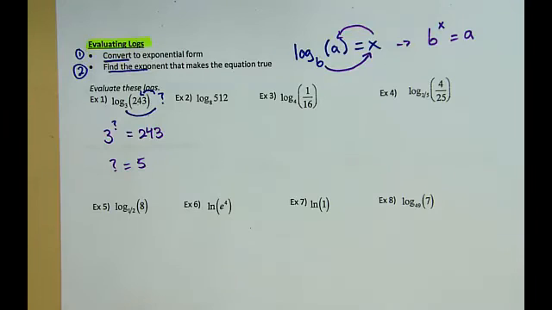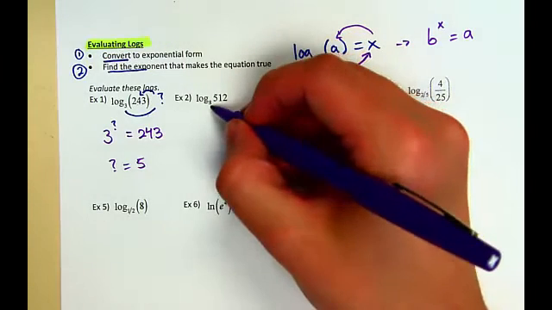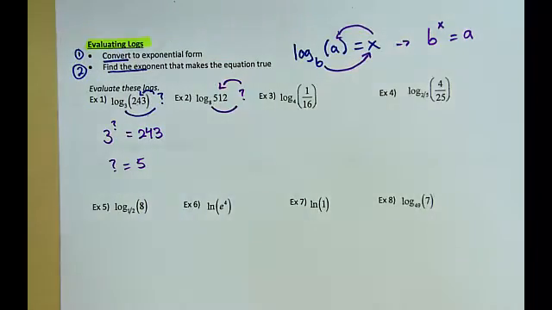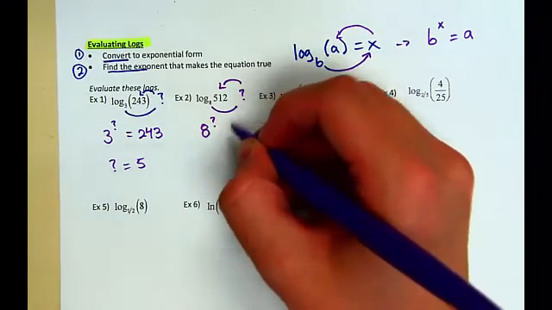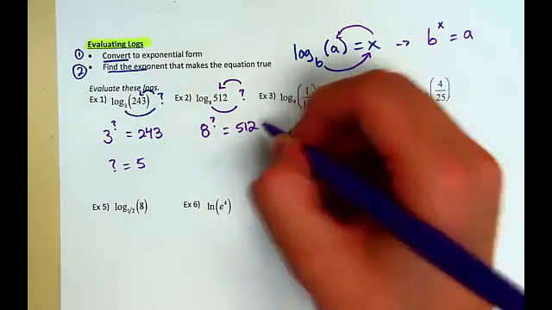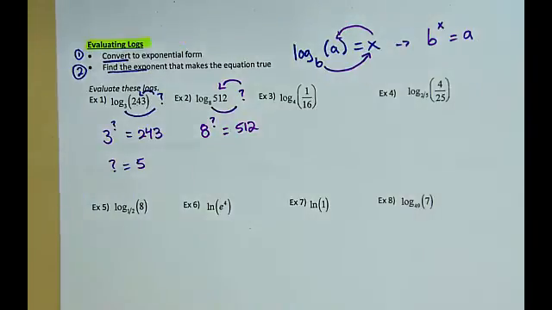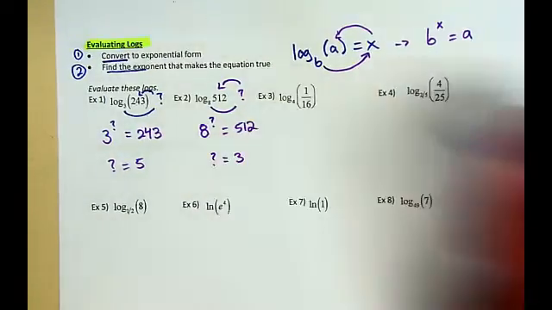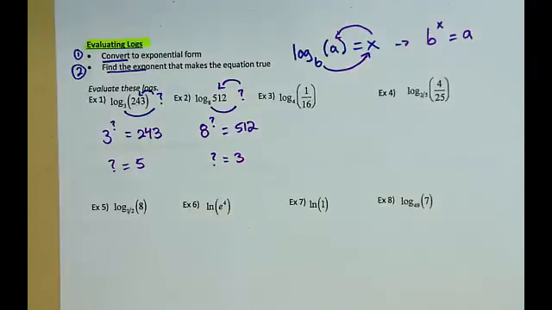Alright, so again, we're thinking about here, 8 to some power gives us 512. Well, what power? Let's do 8 to the 3rd and see what that gives us. It ended up working. So the question mark equals 3. 8 to the 3rd power gives us 512.